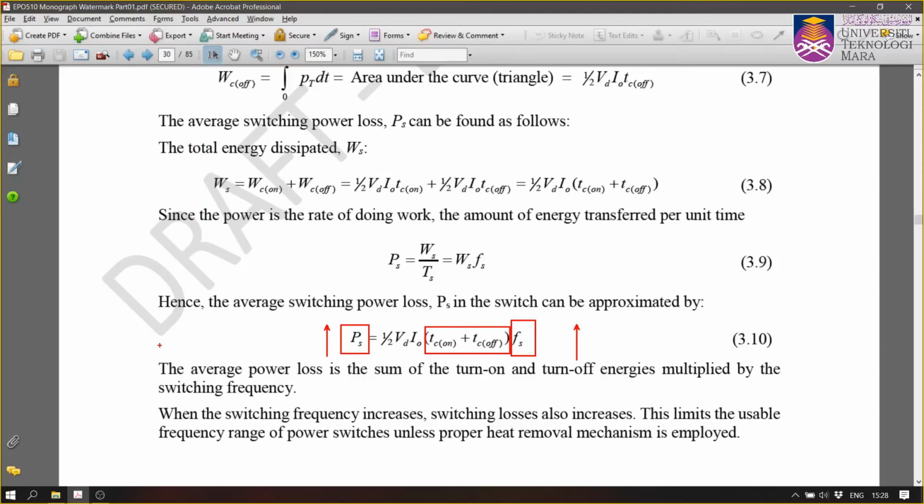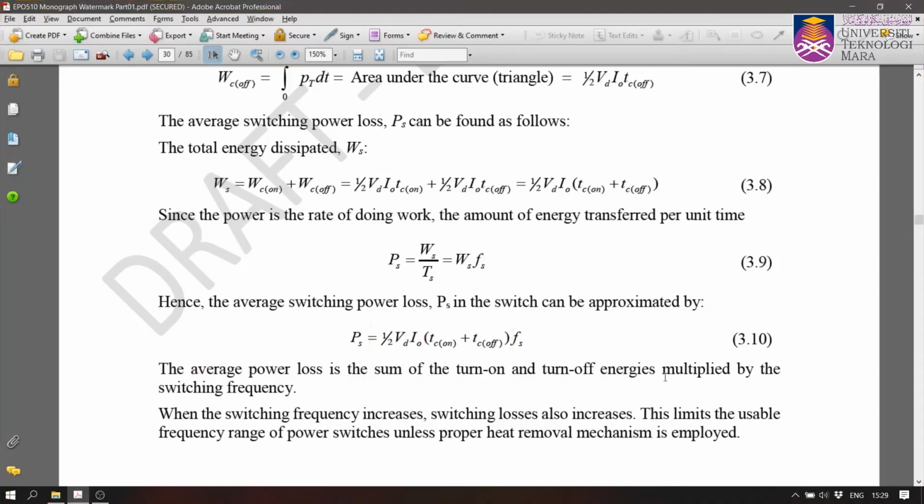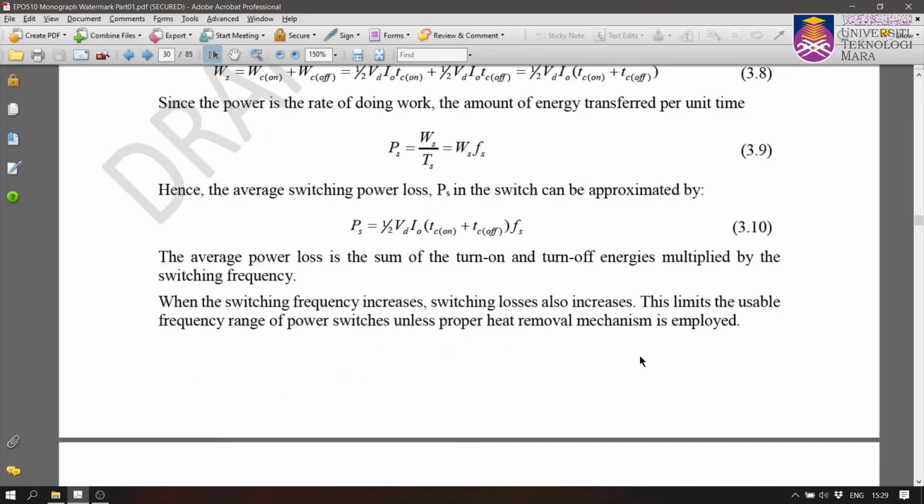Okay, so the average power loss is the sum of turn on and off energy multiplied by the switching frequency. When the switching frequency increases, switching losses also increase. This limits the usable frequency range of power switches unless a proper heat removal mechanism is employed. So you have to make sure that you use a proper heat removal mechanism. Heat sink. Sometimes we have this fan.